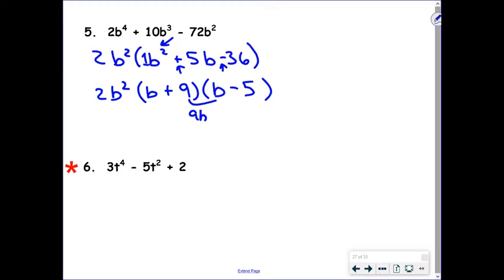Now, I can always check it here. 9b and negative 5b is 4b. Is that what I wanted? Wait, no. I wanted a 5b. Oh, that's going to be 4 here. So checking it never hurts. And notice 9b and negative 4b is 5b, what I wanted on the inside.